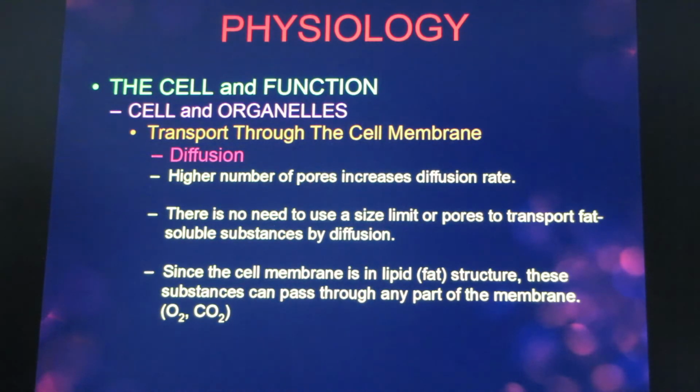So a higher number of pores increases the diffusion rate, and there is no need for a size limit or pores to transport fat-soluble substances by diffusion. Since the cell membrane is a lipid structure, these substances can pass through any part of the membrane, like oxygen and carbon dioxide.